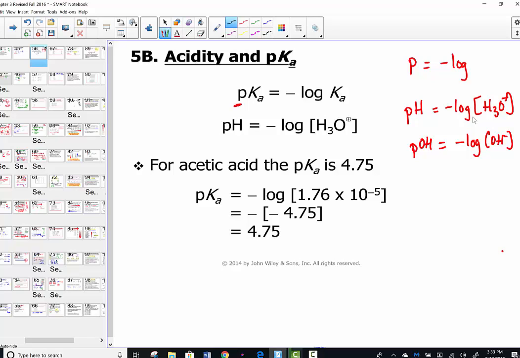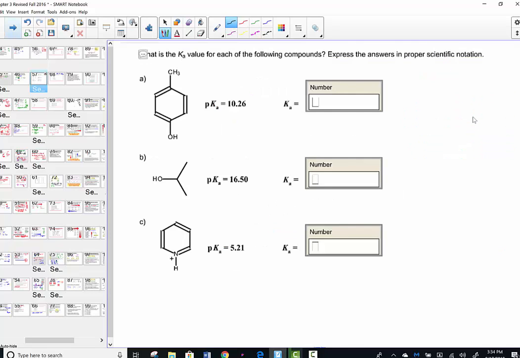So just a moment ago, we mentioned that acetic acid has a Ka constant of 1.76 times 10 to the negative fifth. There's no units on a Ka. If you take the negative log of that value, you come up with 4.75. The pKa is negative log of Ka. And there's a practice in your Sapling with just that simple math expression as well.